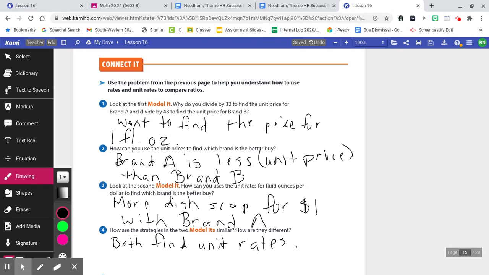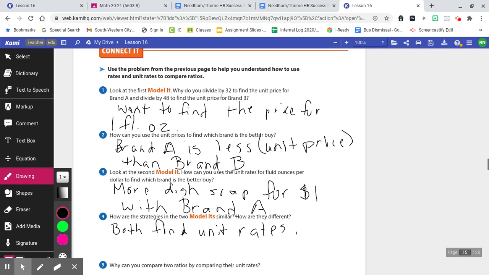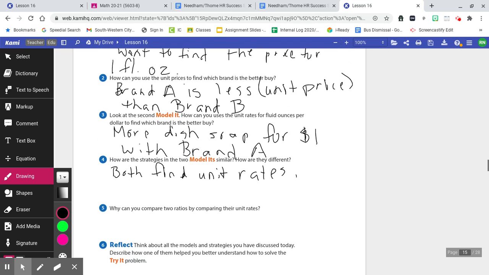And in the first model, the lesser unit rate tells you the better buy. In the second model, the greater unit rate tells you the better buy. So in one, you're finding out which one is cheaper for 1 fluid ounce. And in the second one, I'm finding out how many fluid ounces I get for $1. And let's continue. You could have written more of that down. I'm going to not try to write all that.